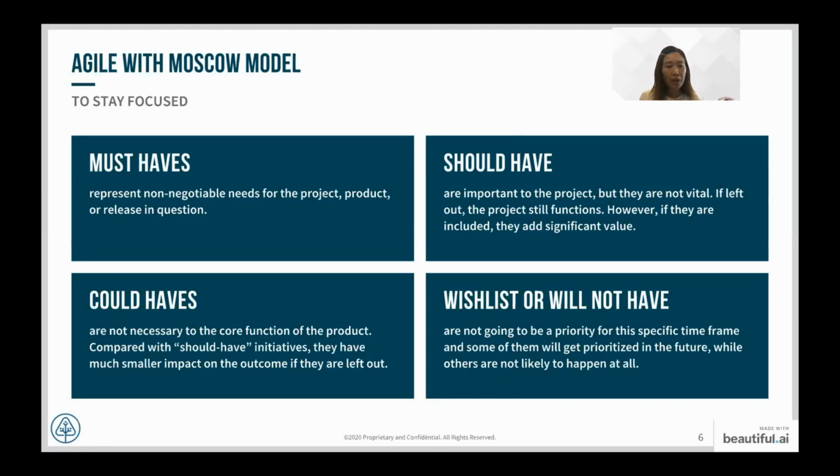And then the could have categories include items that are not necessary to the core function of the project. Compared with should have initiatives, they have much smaller impact on the outcome if they're left out. Wish list or will not have categories are not going to be a priority for the specific time frame, and some of them will get prioritized in the future, while others are not likely to happen at all.